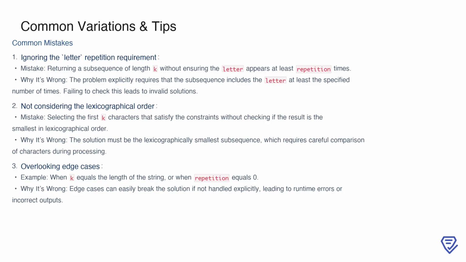Finally, overlooking edge cases can lead to incorrect results. For example, consider when k is the same as the string's length, or when the repetition value is 0. These scenarios often behave differently, so you need to handle them explicitly to avoid runtime errors or inaccurate outputs.